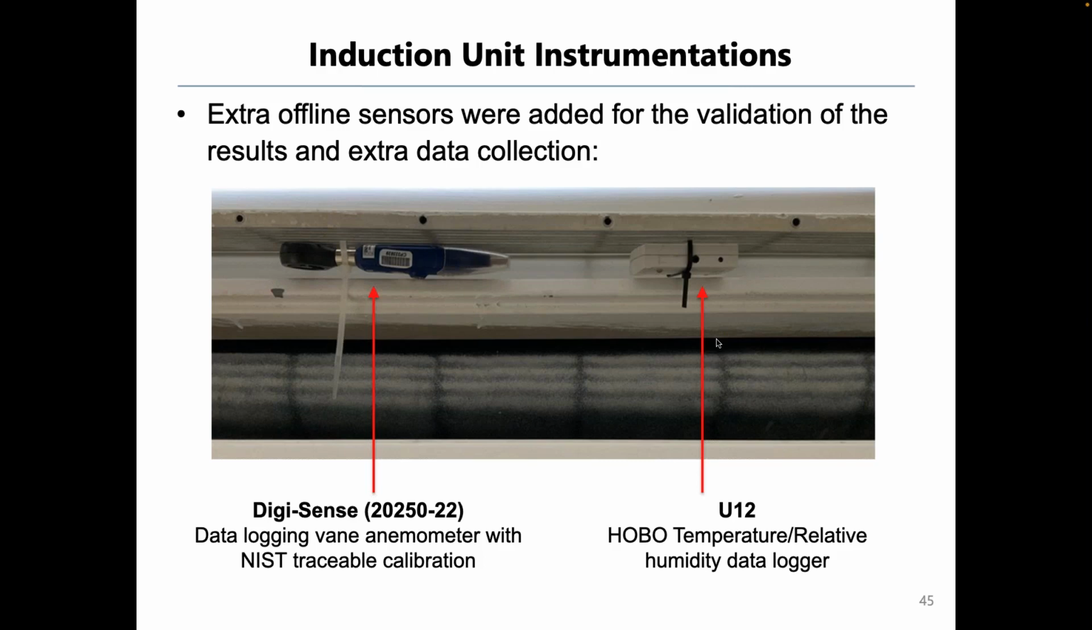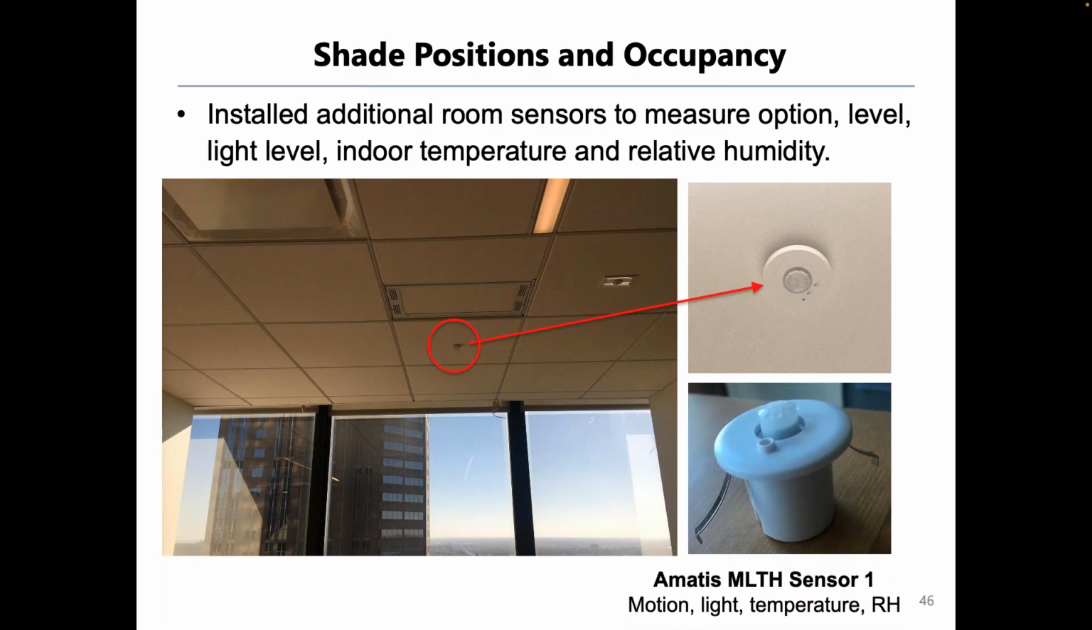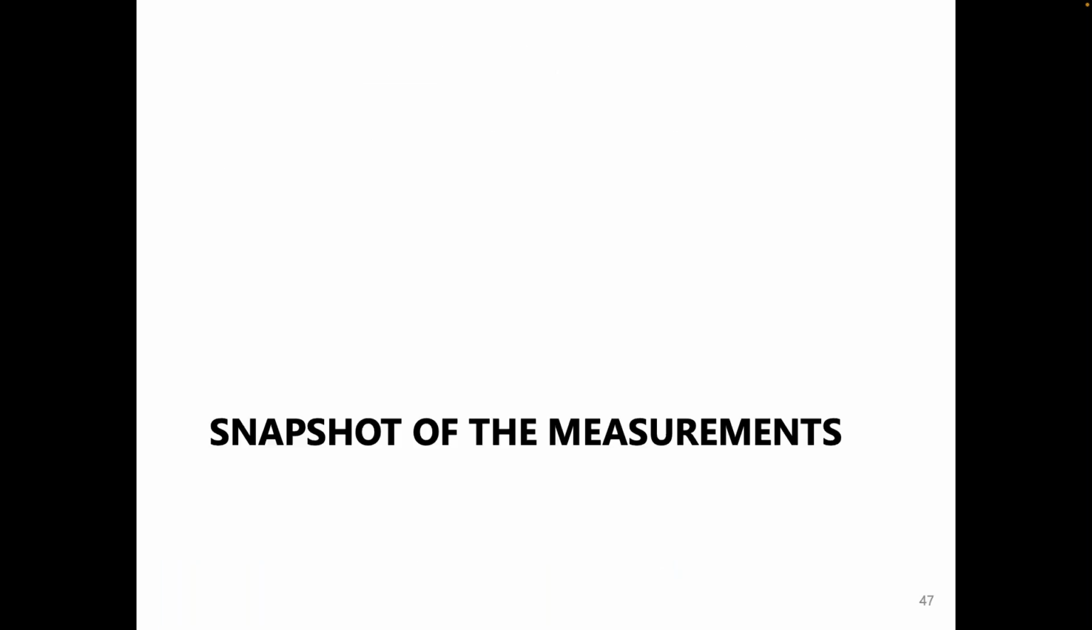This is the U12 to collect humidity, relative humidity and temperature into the space. The other thing I want to mention, we have also these occupancy or basically motion sensors. They collect motion, light level, indoor temperature, and relative humidity. This is something that the control team that enabled the controls for these shades they installed, but it was helpful to provide additional information, especially for occupancy and light level, because for some of the dynamic controls, we use the occupancy value to enable that.